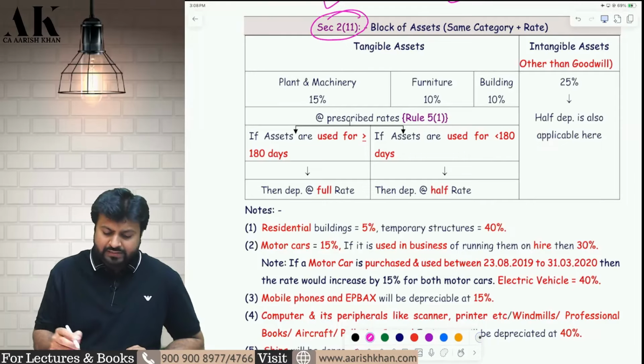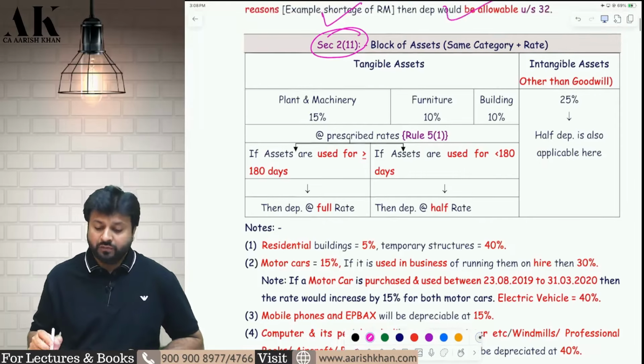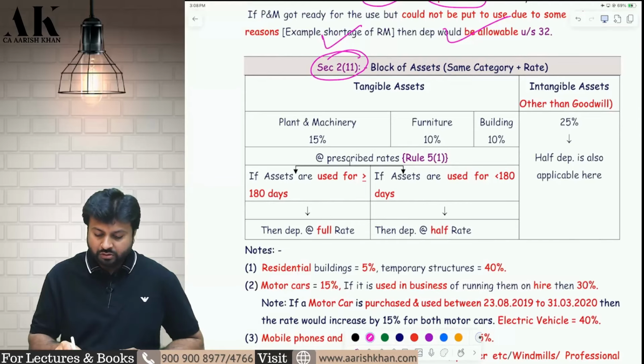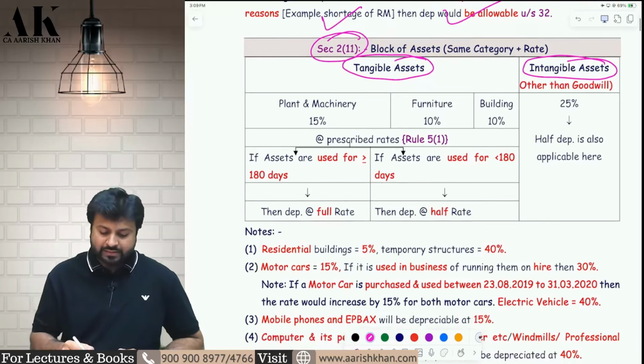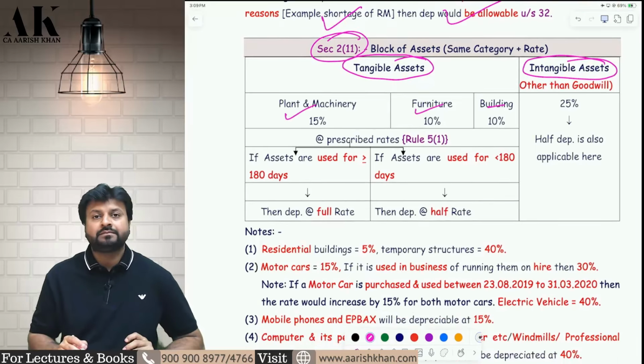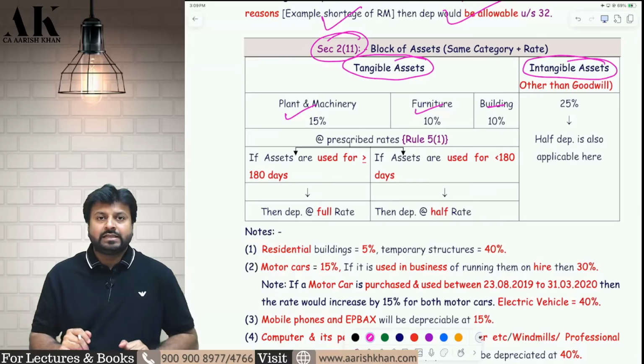The block is defined under section 211, and block means what? The government has divided all the blocks into two categories. First, tangible and then intangible assets. Under tangible assets, there are plant and machinery, furniture and building. First of all, a few basic things I will tell you.